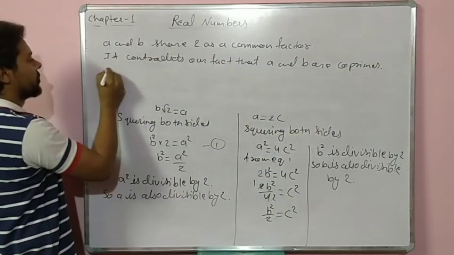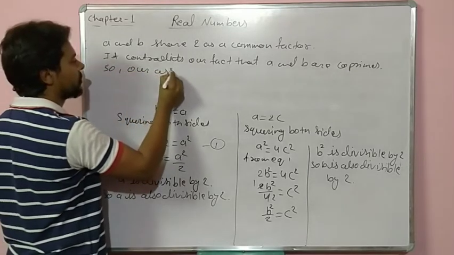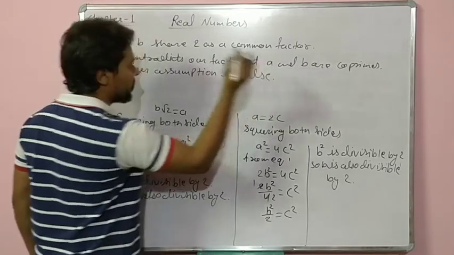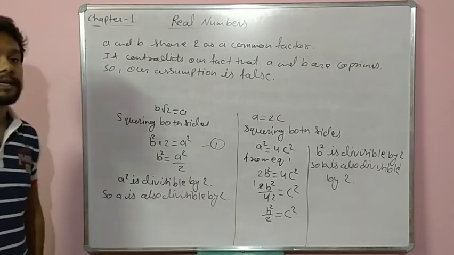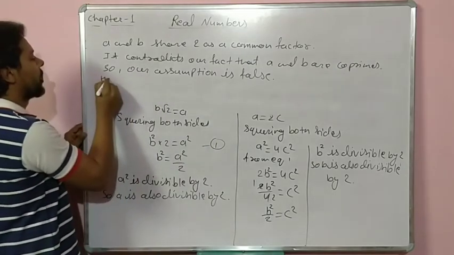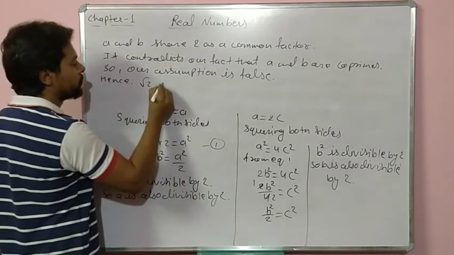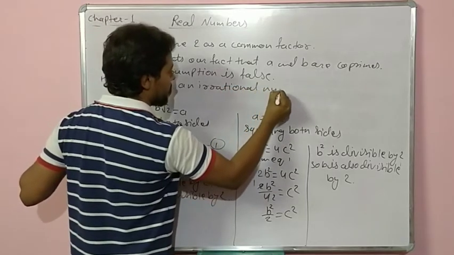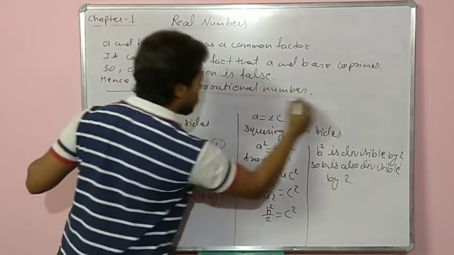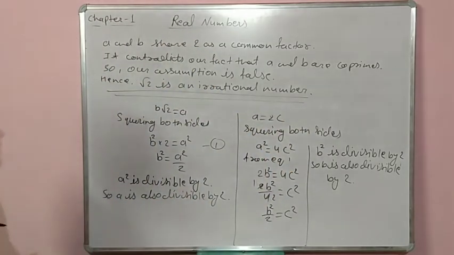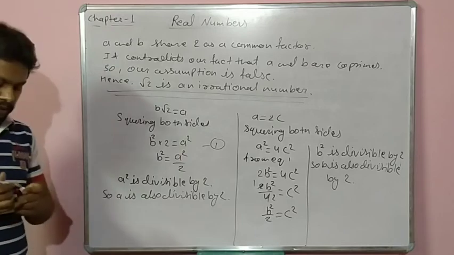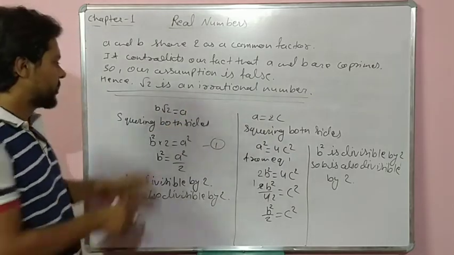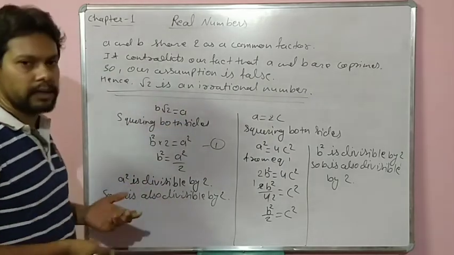It means, so our assumption is false. What assumption? What was our assumption? That root 2 is a rational number. Hence, root 2 is an irrational number, right? That's how you can prove. You can prove any irrational number irrational. Alright, that will be applied to root 2, root 5, root 3.